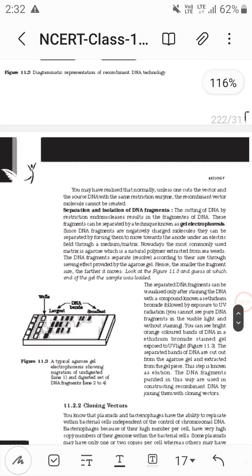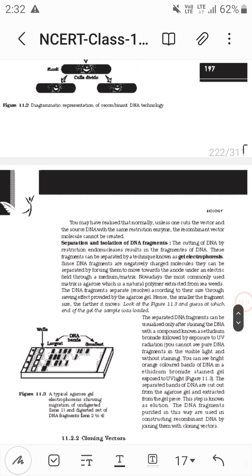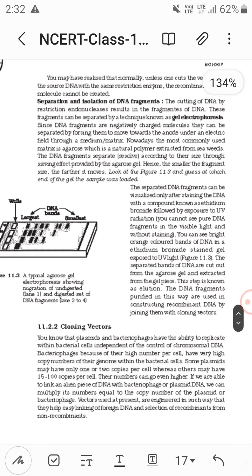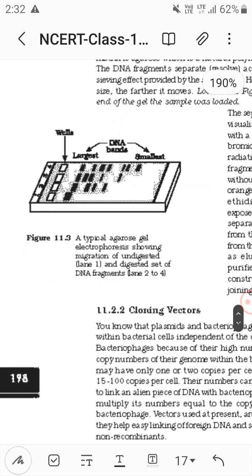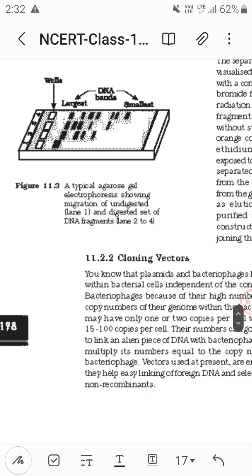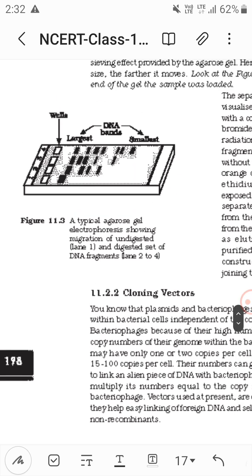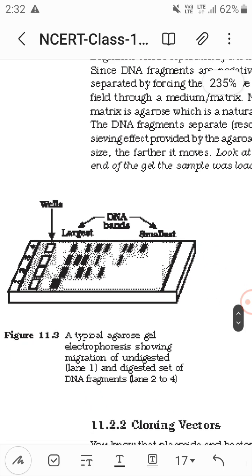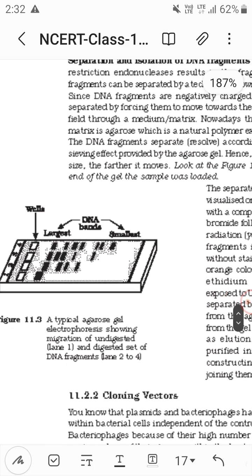There is a process, that is separation and isolation of DNA fragments by gel electrophoresis. A typical agarose gel electrophoresis showing migration of undigested lane 1 and digested set of DNA fragments lane 2 to 4. You see, largest near the wells, the smallest farthest.